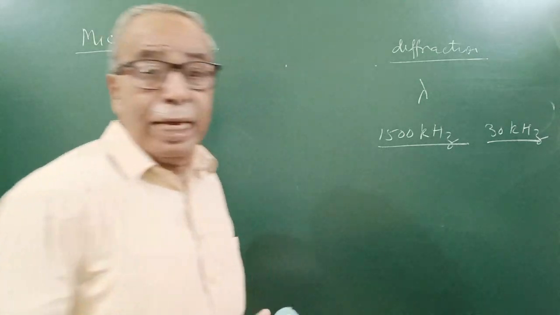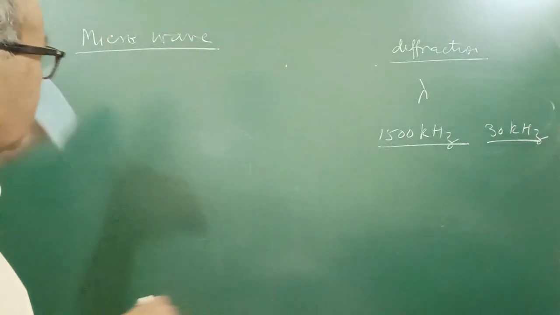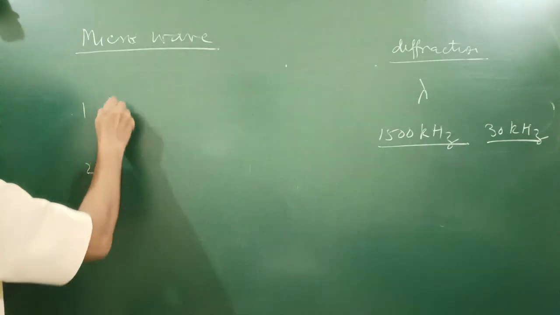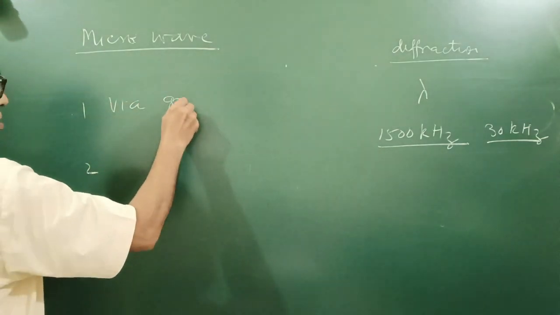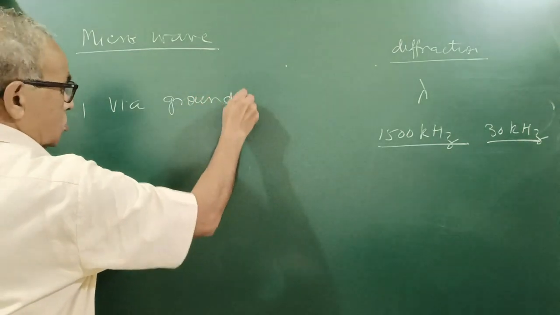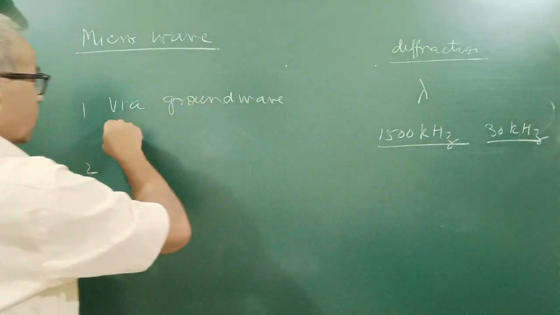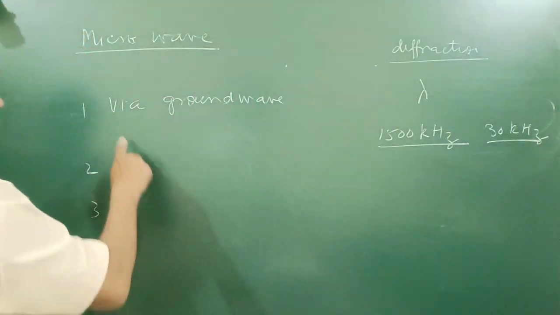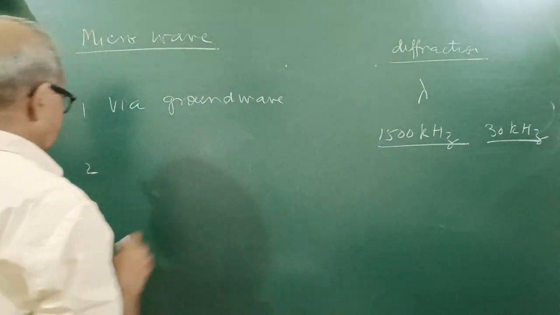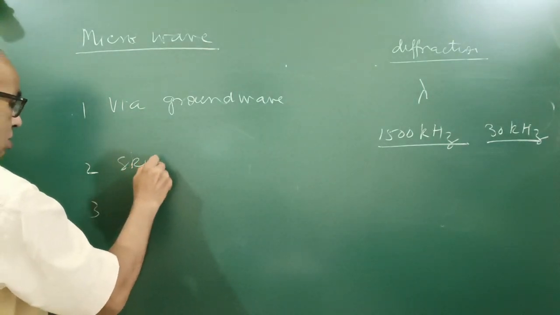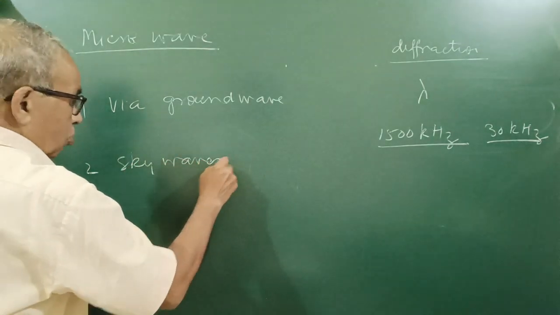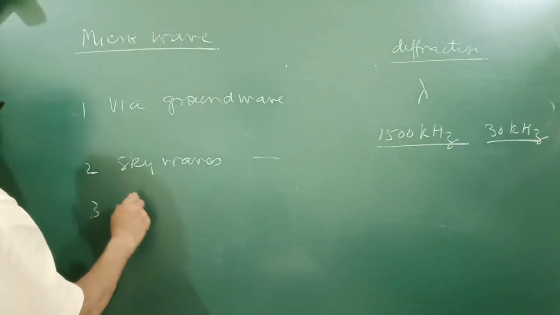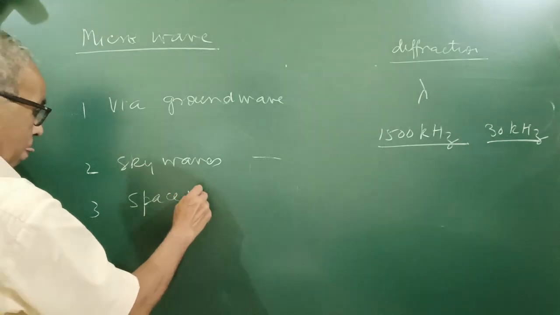Actually, radio communication takes place in 3 ways, which I will discuss. First, via ground wave. From transmitter to receiver, the wave travels parallel to the ground. That is called ground wave transmission. Then sky wave, on which questions come again and again in exams. Sky wave communication, and then space wave communication.